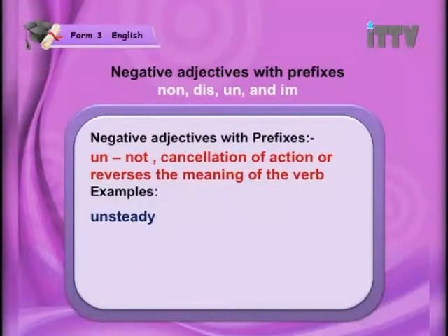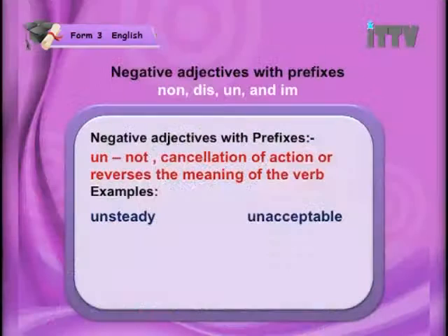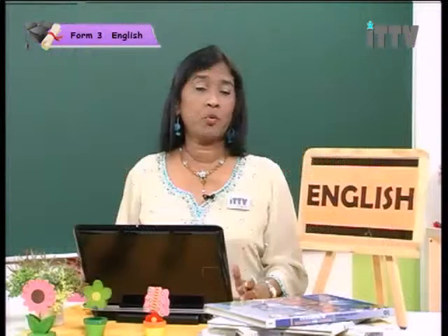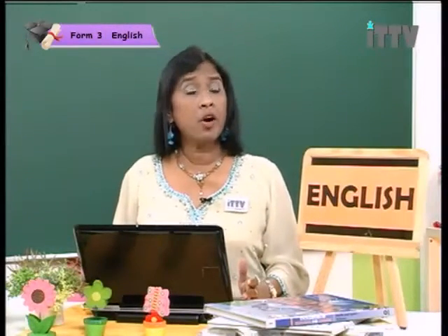Next, we are going on to the prefix un. It gives the meaning of not, cancellation of action, or reverses the meaning of the verb. Examples, unsteady. So the word here is steady. So when you add the prefix un, it becomes the opposite, unsteady. Next, unacceptable. The word here is acceptable. So when you add un, it becomes unacceptable, and it is the opposite.